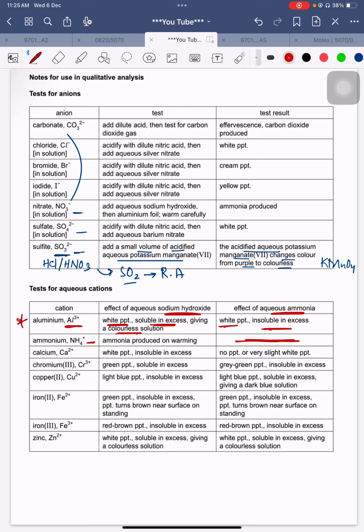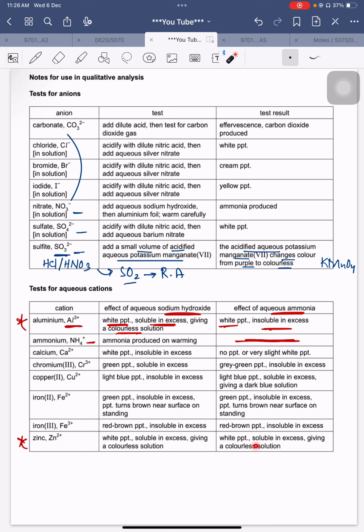Guys, there is a test which creates confusion between zinc and aluminum. For aluminum, it is white precipitates soluble in excess, and for zinc, white precipitate soluble in excess giving colorless solution. How can we differentiate between the two? Both have the same type of test. So should we say aluminum or zinc? How can we differentiate? With aqueous ammonia, aluminum gives white precipitates insoluble in the excess, and for zinc it is white precipitates soluble in excess.